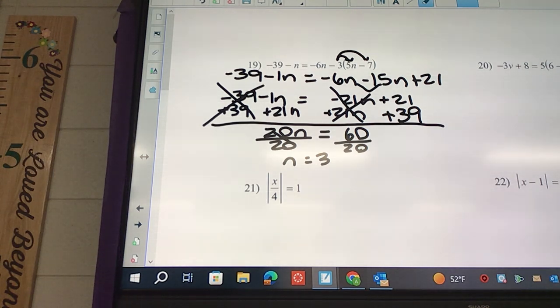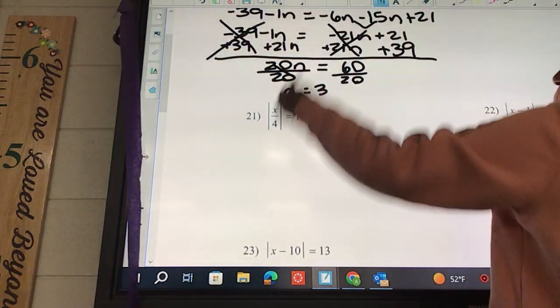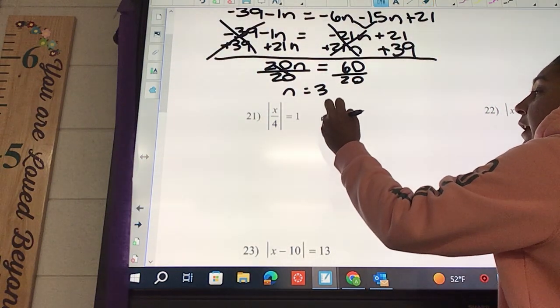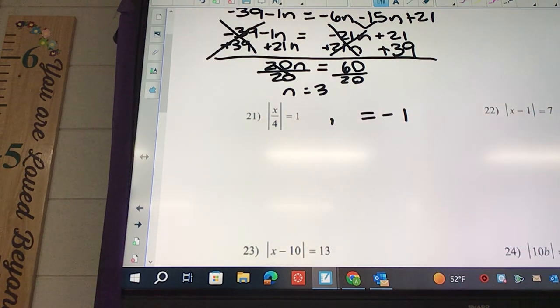Okay, a lot of you guys are still solving them with one equation. How many answers should you have for all of these? 2. If you only got one, then you're not doing it right. Is there anything on the outside of the bars? No. If there is, you have to do that first, but because there's not, we could say, comma equals -1. We really have two equations going on here.